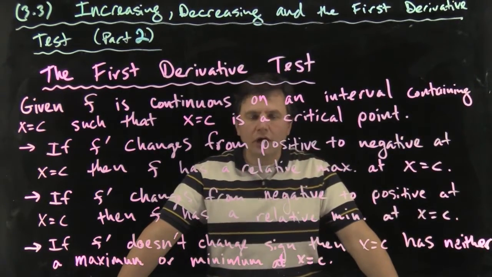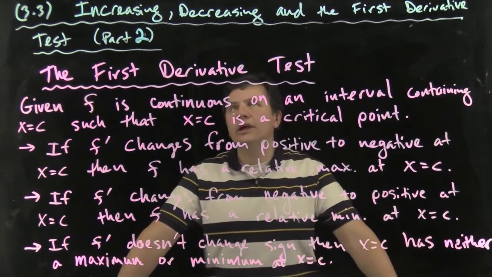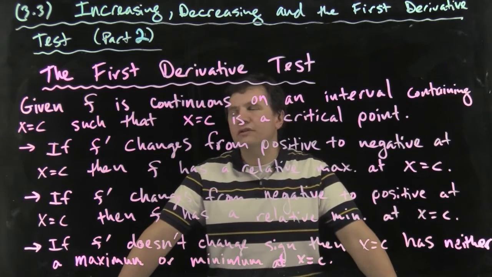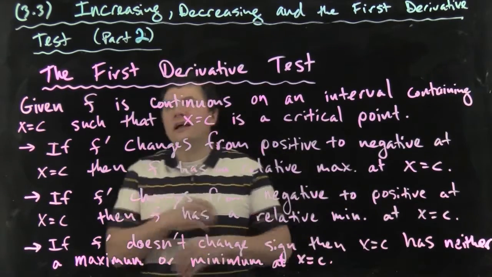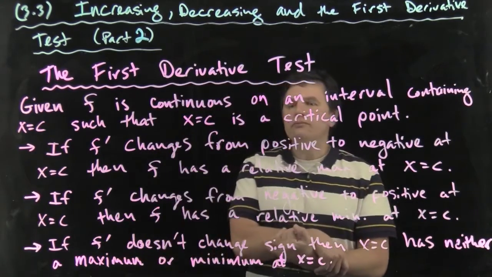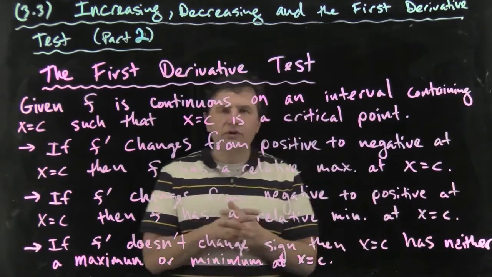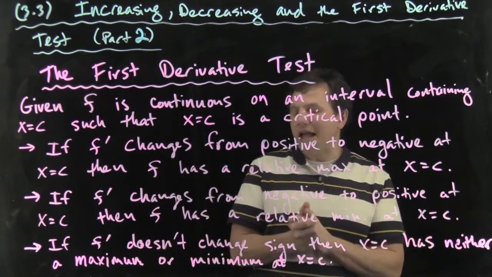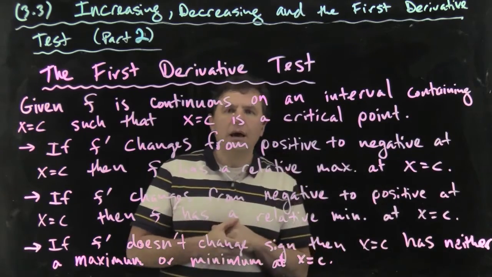I'm going to continue to talk about 3.3 in this video, increasing, decreasing, and the first derivative test. This is part 2 of that section, okay? So really the focus here today is identifying exactly when we have relative maxes or mins.